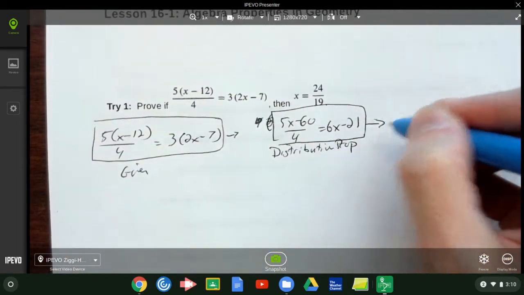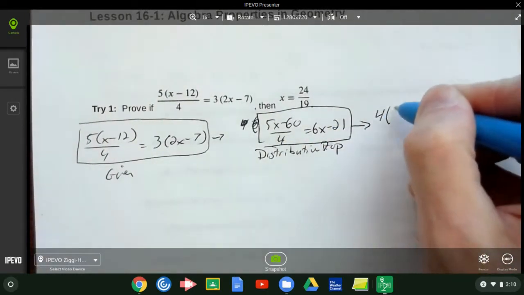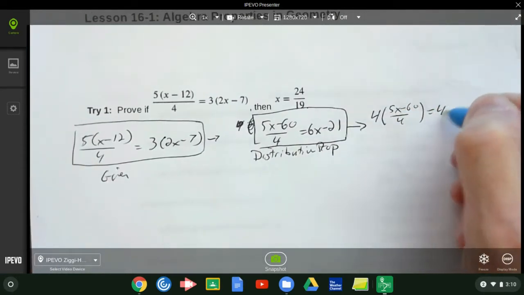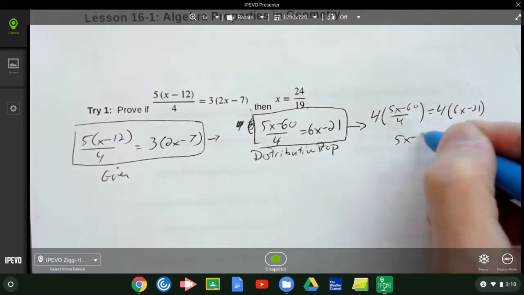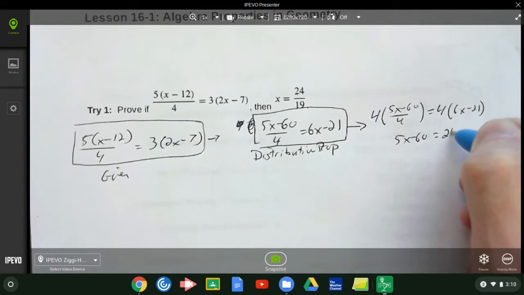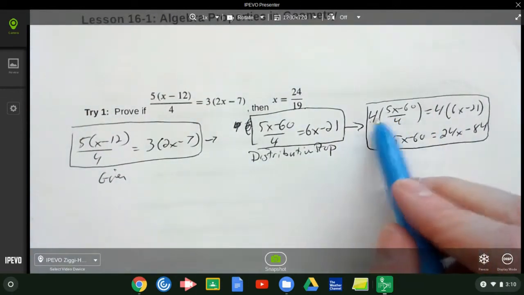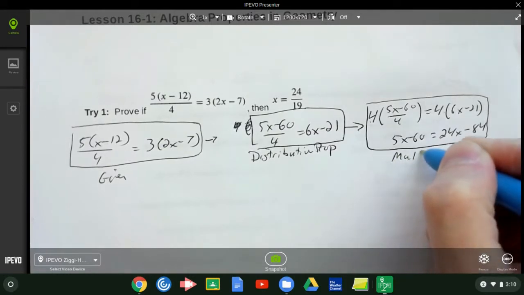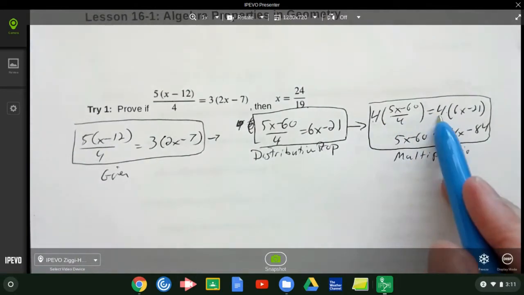Okay, I try my next step. Now I'm going to multiply by 4 on both sides. So (5x - 60)/4. And yes, you do have to show the work here. You can't just do it in your head. Otherwise, you're not proving it, you're just saying it's true. And then I simplify it. So I show the multiplication on both sides and then simplify. This is actually multiplication. Multiply 4 on both sides.